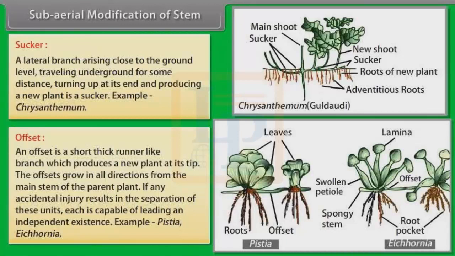The offsets grow in all directions from the main stem of the parent plant. If any accidental injury results in the separation of these units, each is capable of leading an independent existence. Example: pistia, eichhornia.